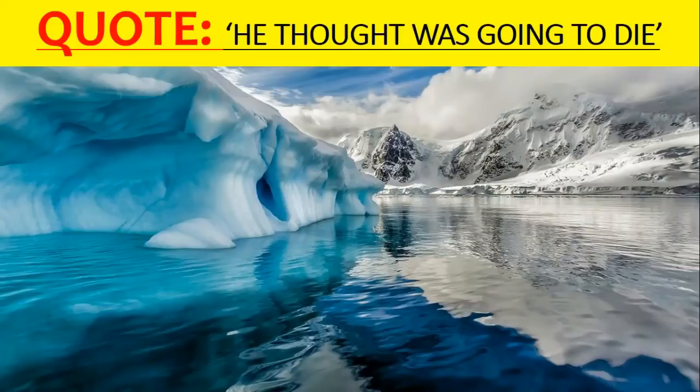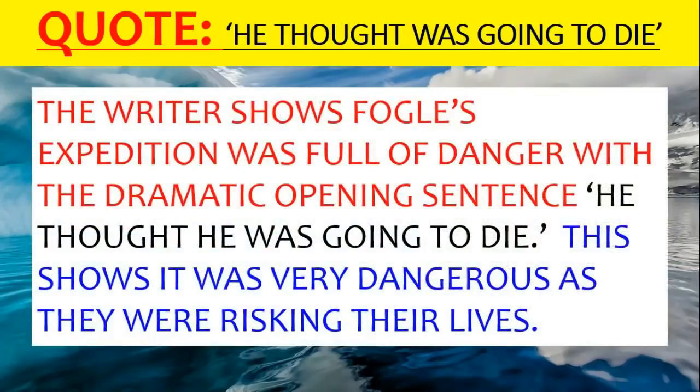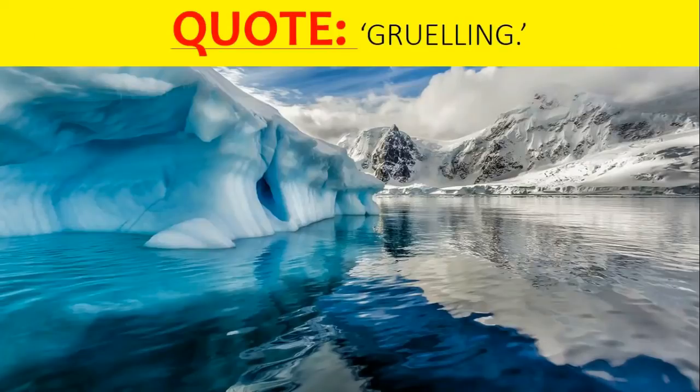So the quote is he thought he was going to die. The writer shows Fogle's expedition was full of danger with the dramatic opening sentence, he thought he was going to die. This shows it was very dangerous as they were risking their lives. So my red is my point and my technique, my black is my quote, and my blue is my explanation. All I've said here is that the fact he says he was going to die makes it sound dangerous, as we know that Ben Fogle was risking his life.